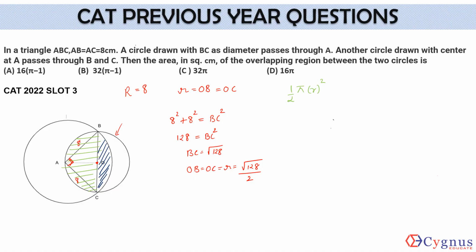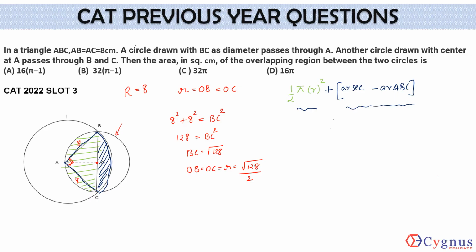Can I say there's a minor segment of the bigger circle? And how do we calculate the minor segment of the bigger circle? I can say that it is the area of this sector minus the area of this triangle. So I need to add what? The overlapping region: area of the sector minus area of the triangle ABC. The sum of these two will give me the overlapping region between the two circles.